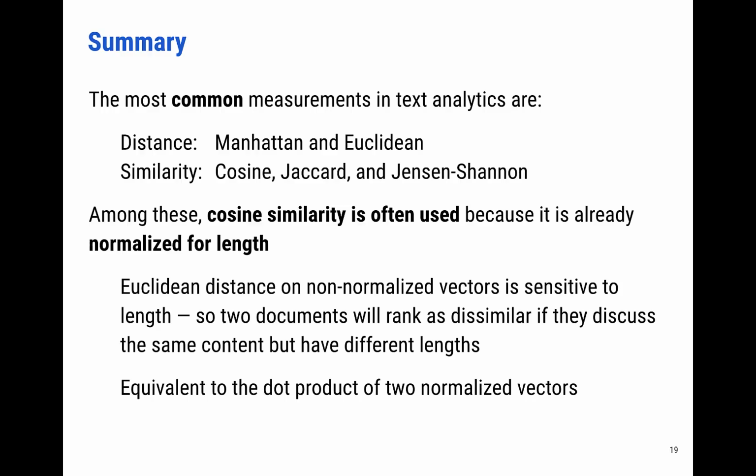Among these, cosine similarity is often used. It's really popular because it's already normalized for length. Remember, Euclidean distance and other forms of distance on non-normalized vectors is sensitive to length, so two documents will rank as dissimilar if they discuss the same content but have different lengths. And also notice that the cosine similarity is equivalent to the dot product of two normalized vectors.